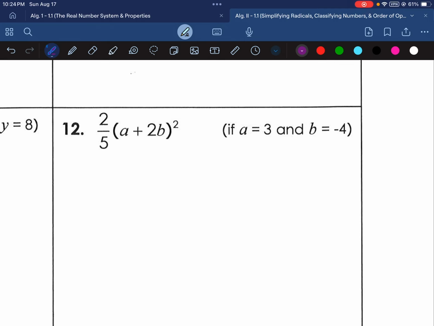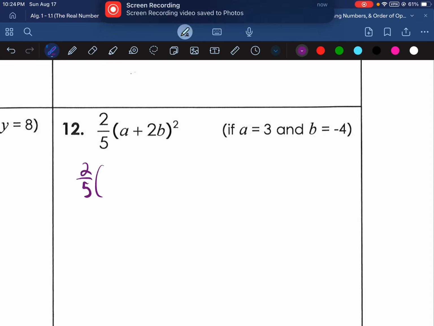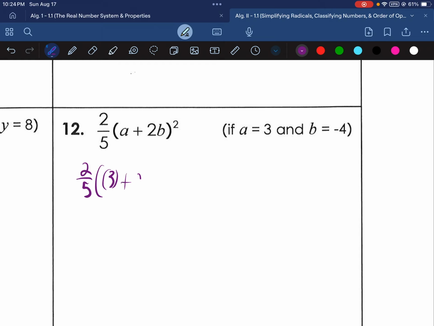Number 12, 2/5 times a plus 2b quantity squared. We replace a and b with the numbers assigned. So we have 2 over 5, 3 instead of a, and 2 times negative 4 quantity squared. So we have 2/5 times the quantity of 3 plus negative 8 quantity squared. 3 plus negative 8 is negative 5. So we square that before we multiply by 2/5.